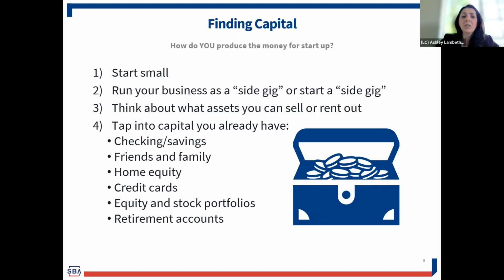You can also look into tapping into capital you already have. So of course, looking at checking and savings, tapping into friends and family. You can look at home equity. I know especially recently, a lot of the houses have gone way up. And so you may be sitting on a lot of equity that you might be able to tap into. Credit cards, most small businesses do start off of credit cards. And then there's also tapping into equity stock portfolios as well as retirement accounts.